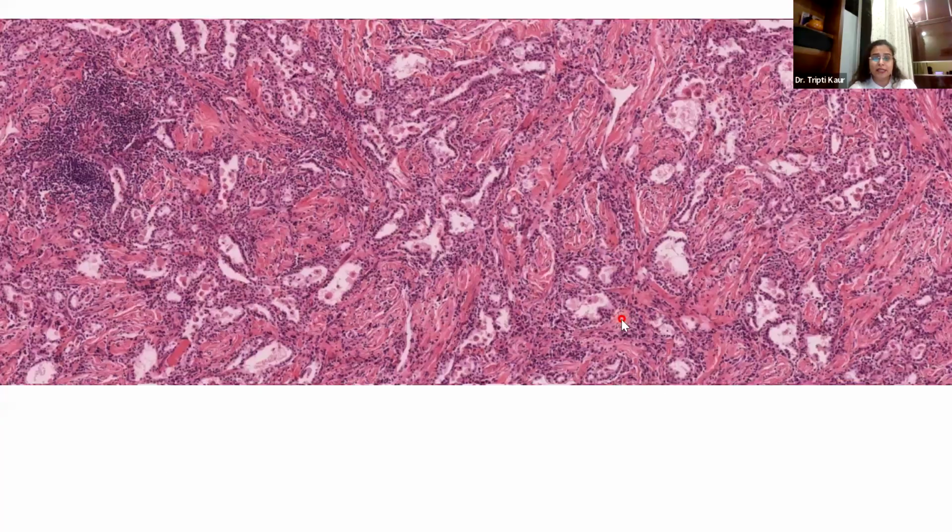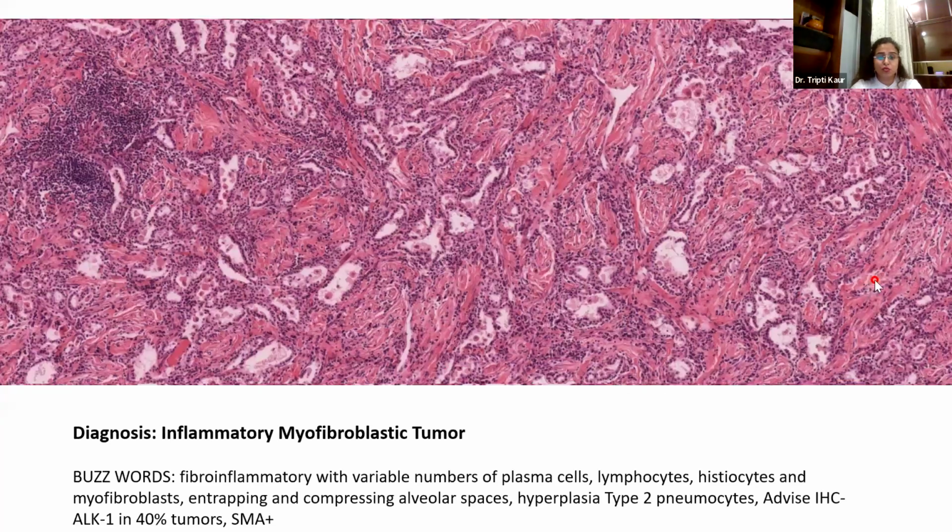So this is a case of inflammatory myofibroblastic tumor, and this can be given in the exam because generally it doesn't require any IHC. If you are in doubt, you can always say that it's a benign fibroinflammatory tumor and give your differential that it could be an IMT. And if it's a clear-cut case of IMT, you can write in the comments that IHC may be done because 40% of these tumors show ALK1 positivity, and SMA is always positive.